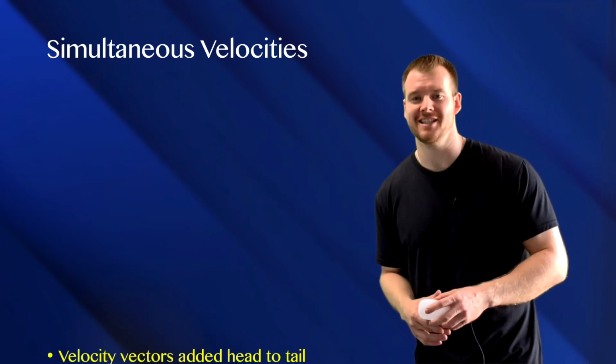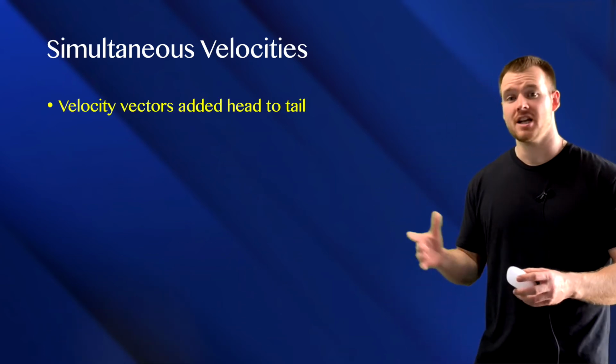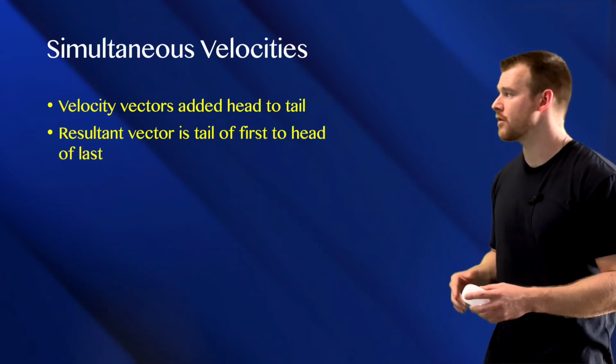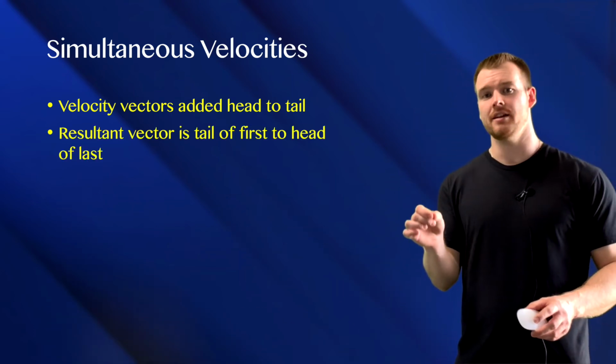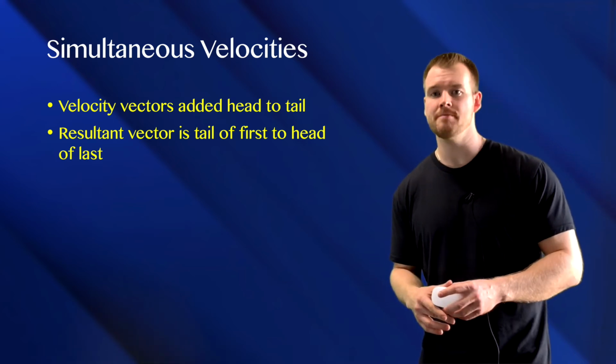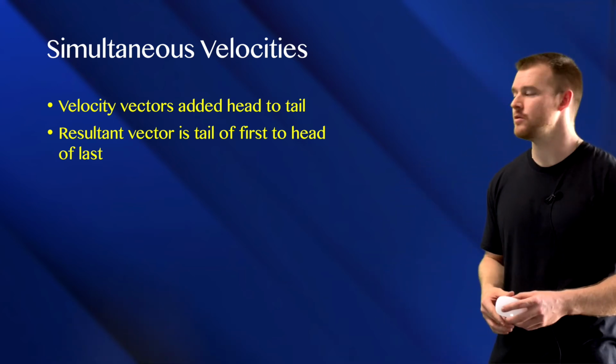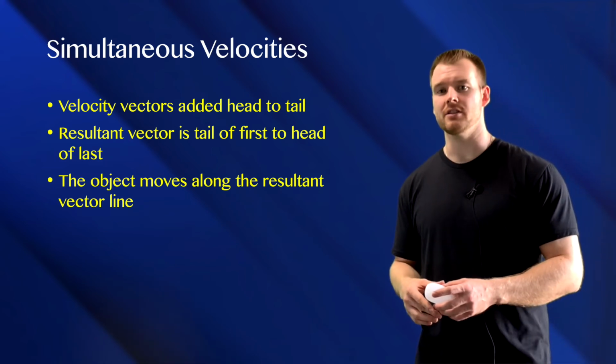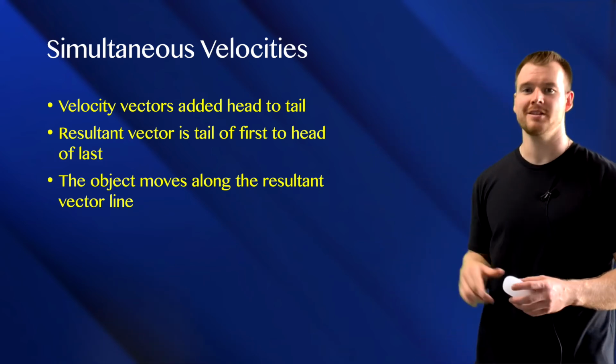Let's put some of those things in the notes here. What we did for the velocity vectors is we added them head to tail, and then we drew our resulting vector from the tail of the first to the head of the last. That was that black line. And then the really big difference between the two was the object for velocity moves along that resulting vector line, doesn't follow the separate components.